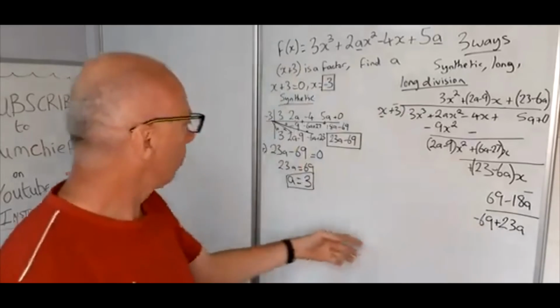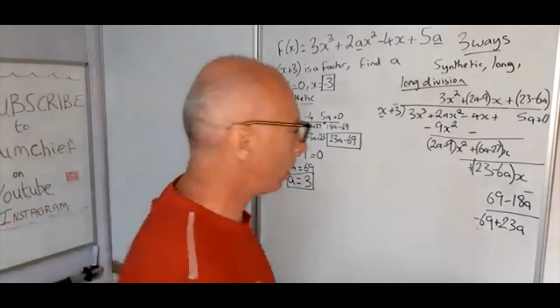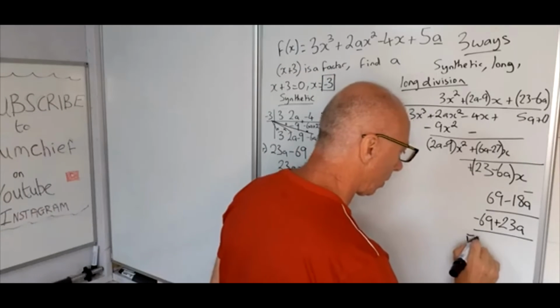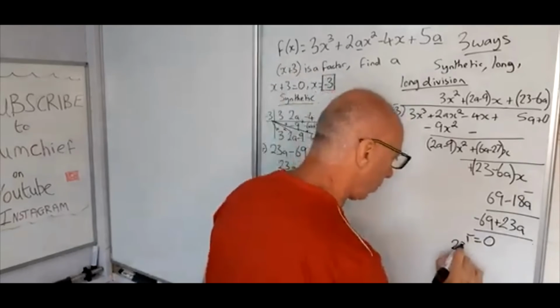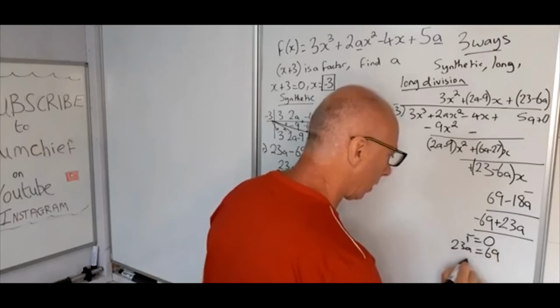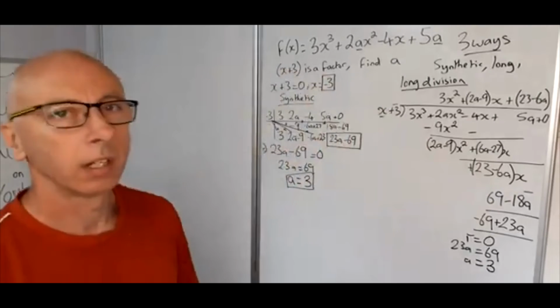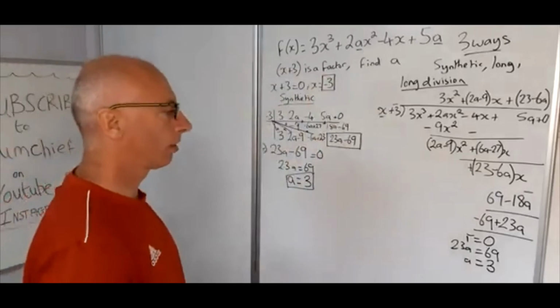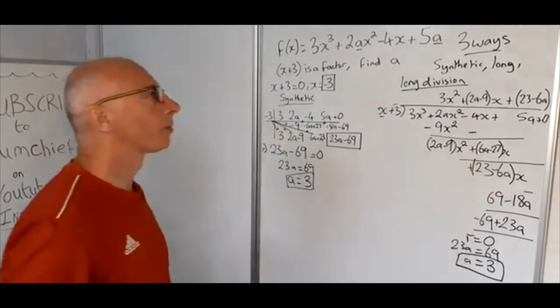So again, as before, just like we ended up with here, we know that the remainder should be 0. So the remainder should equal 0. So therefore 23a equals 69, a equals 3. Okay, so that gives us our solution again, exactly as we wanted before.